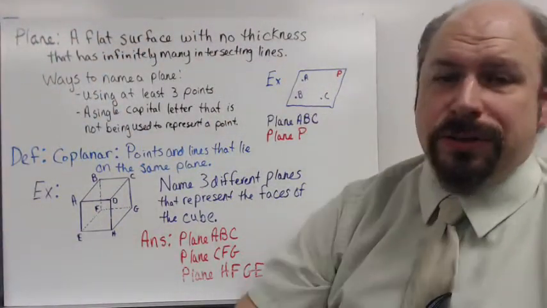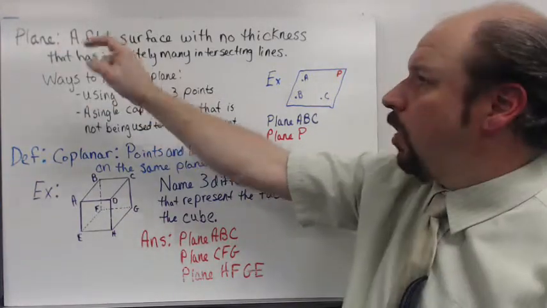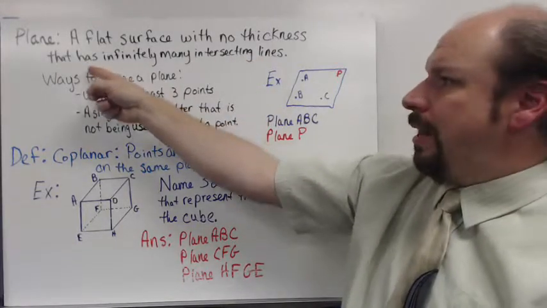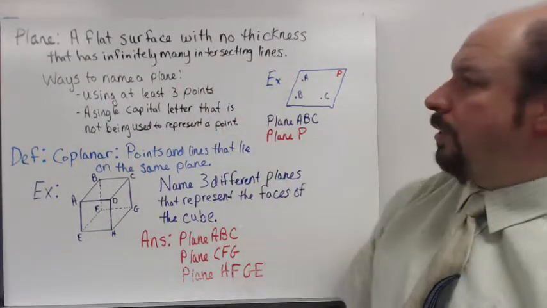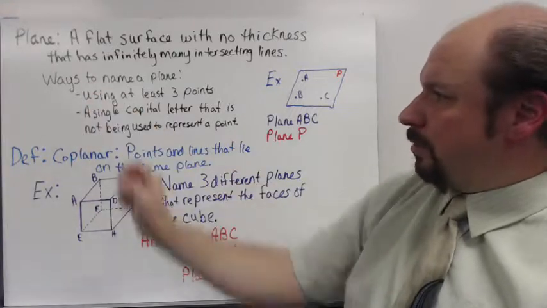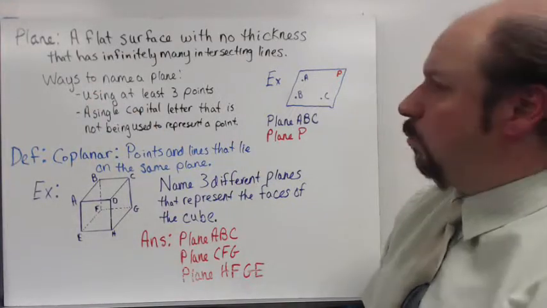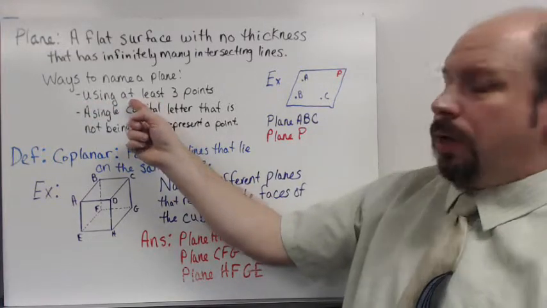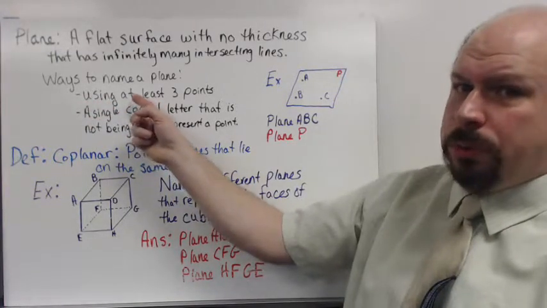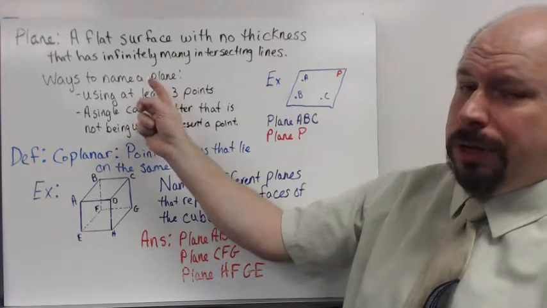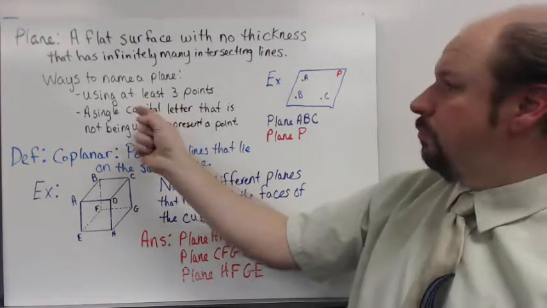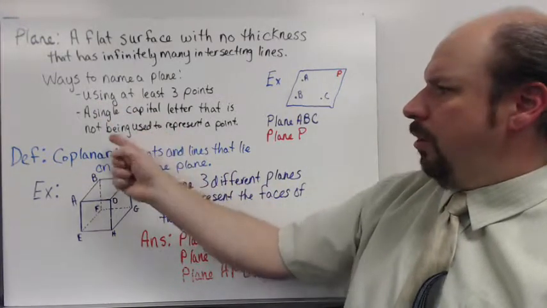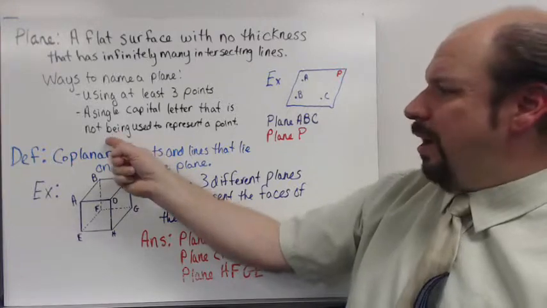Okay, next undefined term is plane. A plane is a flat surface with no thickness, and it has infinitely many intersecting lines. So let's first talk about how we can name a plane. Well, we can name a plane using at least 3 points. So if there are more than 3 points on a plane, we can use more, but really we only need 3.